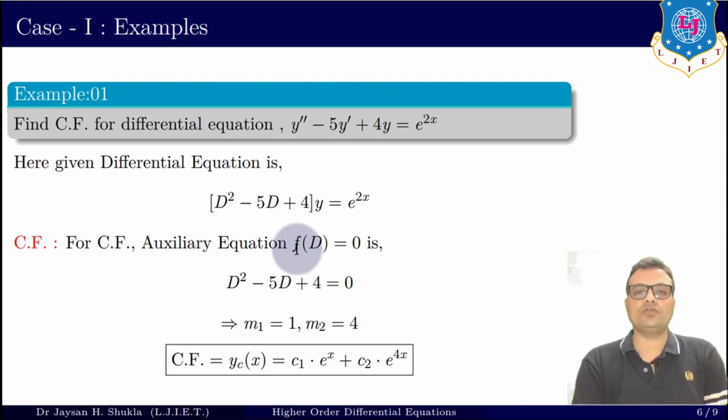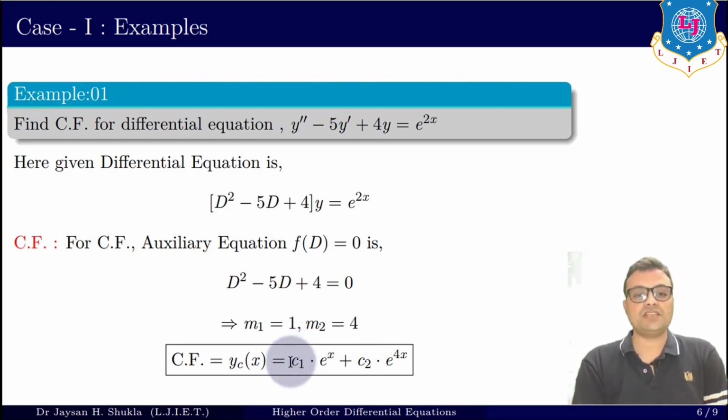Now focusing on complementary function, we need to identify the auxiliary equation. So the auxiliary equation over here is f of D equals to 0. So I need to take only this big bracket, D square minus 5D plus 4 equals to 0. If I factorize this, I will get two roots, 1 and 4. Now you can observe clearly that these two roots are real and they are different from each other. And so the complementary function will take this type of value.